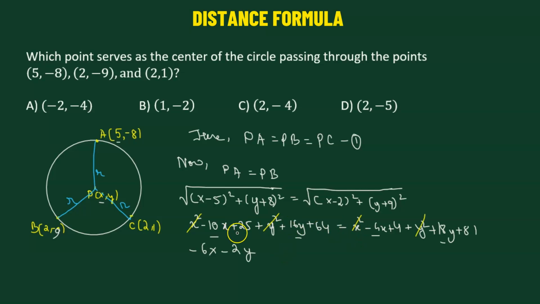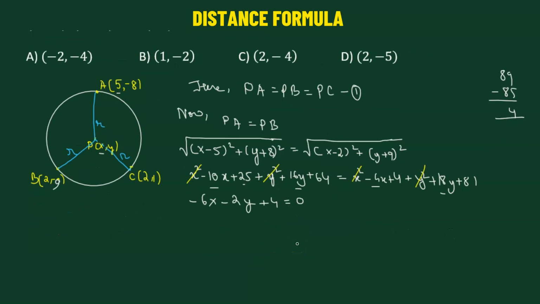Fine. Now we'll take care of the constants. We have 25 plus 64, so that's going to be 89. And from it, we're going to subtract these two values, 81 plus 4, so that's 85. So 89 minus 85, that's going to be 4. That means we have positive 4 equals 0. Okay, so we can factor out negative 2 from each term, or divide each term by negative 2. That's going to make it 3x plus y minus 2 equals 0. So let this be equation number 2.